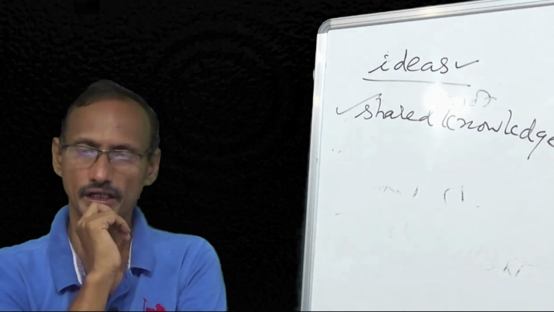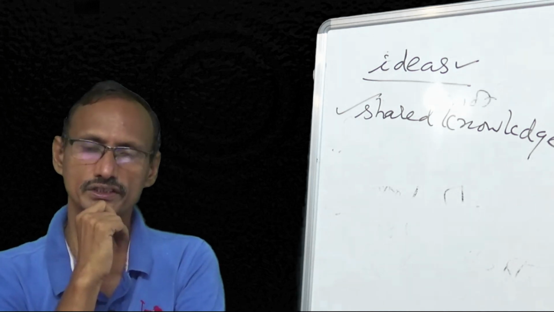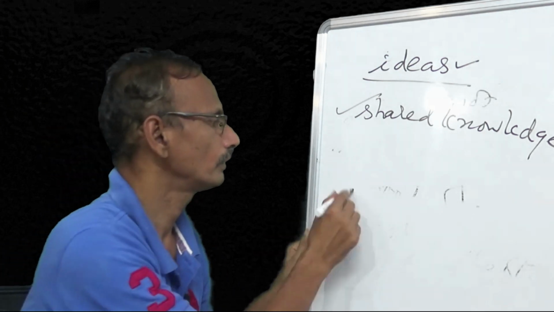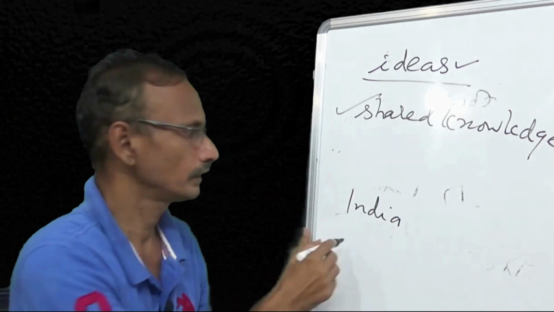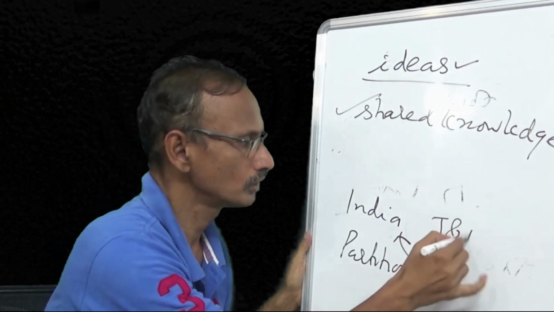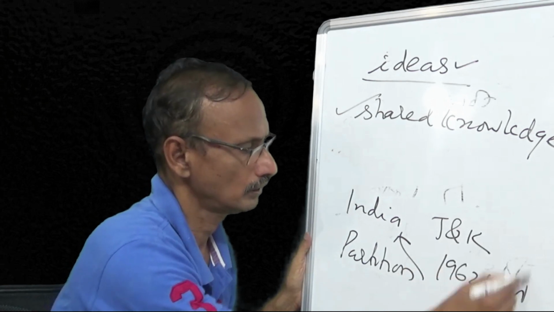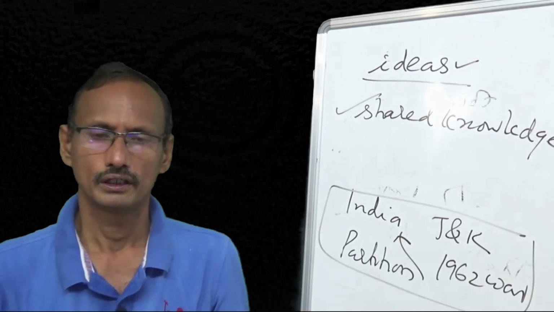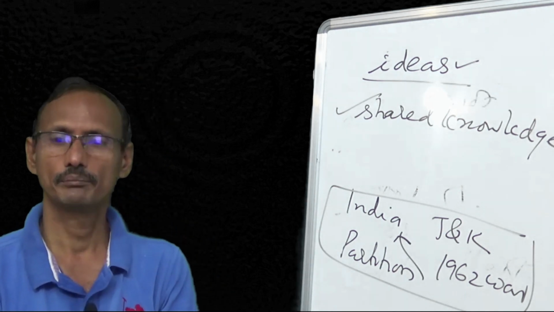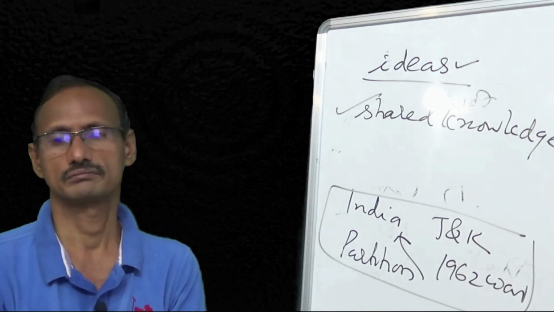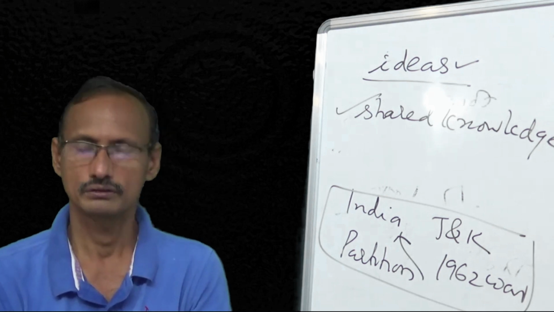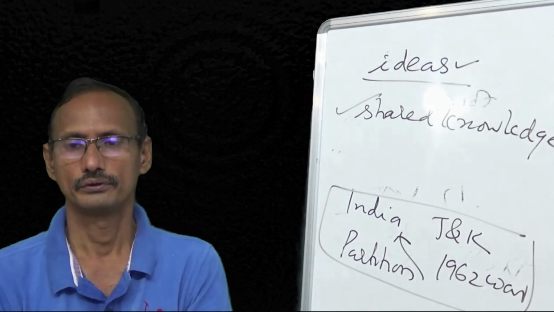So we will examine in detail, in the context of India's foreign policy, our idea of India, more particularly our idea of partition, our idea of Jammu and Kashmir, our idea of the 1962 war. The way we constructed them created a particular kind of reality. Is such a reality helpful for us now or not, is what we are going to investigate.